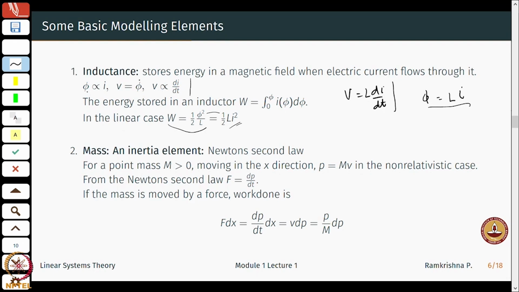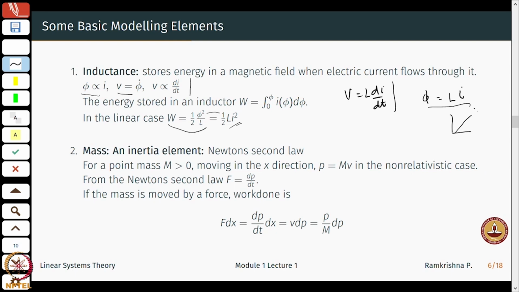So, this is the first principle here, just this one and this one. What we see as half Li square or L di by dt are very specific cases of that, where the flux and the current are related linearly. Okay. So, similarly with capacitors, resistors and so on.